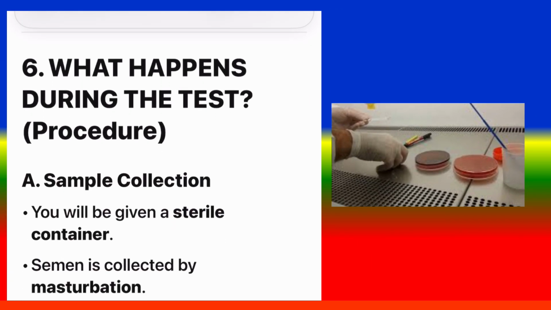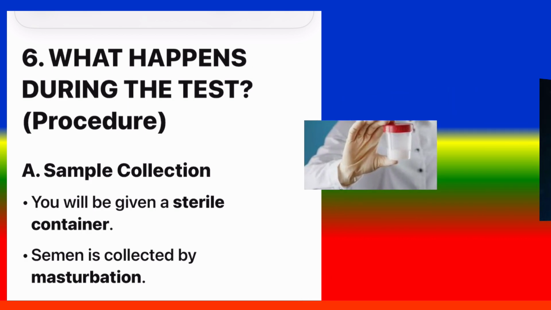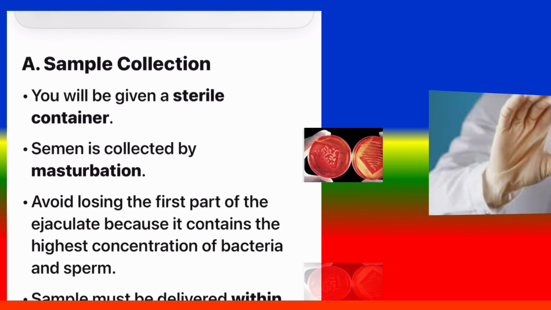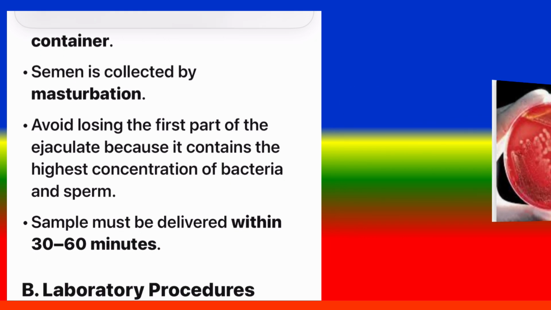Number 6, what happens during the test? Procedure. A. Sample collection. You will be given a sterile container. Semen is collected by masturbation. Avoid losing the first part of the ejaculate because it contains the highest concentration of bacteria and sperm. Sample must be delivered within 30 to 60 minutes.